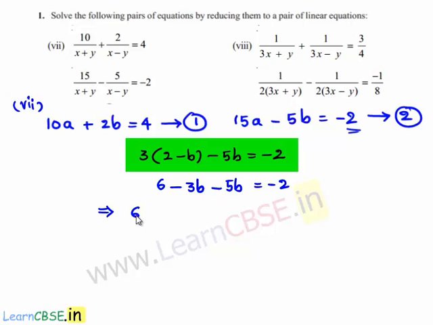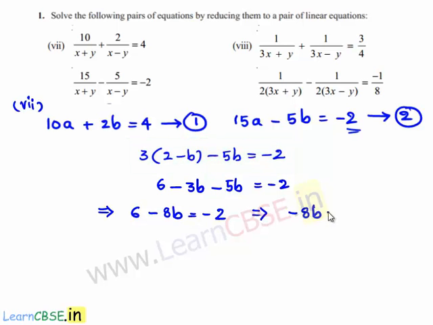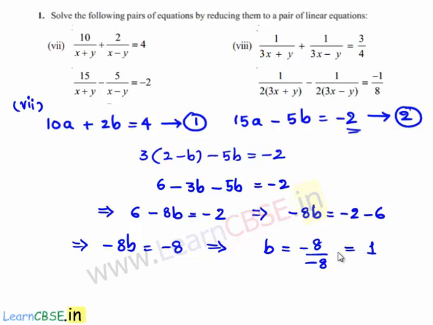which is nothing but 6 minus 3b and 5b gives 8b, so 6 minus 8b is equal to minus 2, which is nothing but minus 8b is equal to minus 2 minus 6. That implies minus 8b is equal to minus 8. That gives b is equal to minus 8 divided by minus 8, which is nothing but 1. So, we found the value of b as 1.